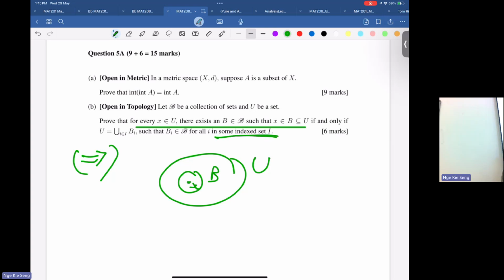So some index set, right? What kind of index set can you pick? You can just pick every point in U and then take the ball that contains the point. So this is my claim. Is this true or not?